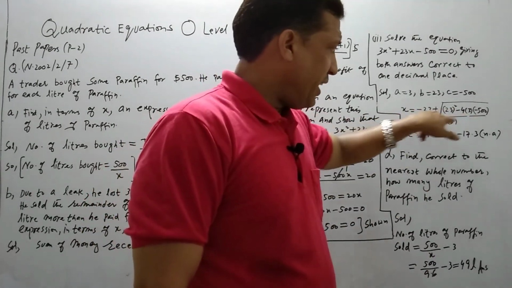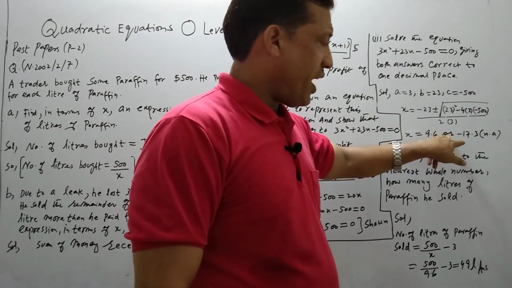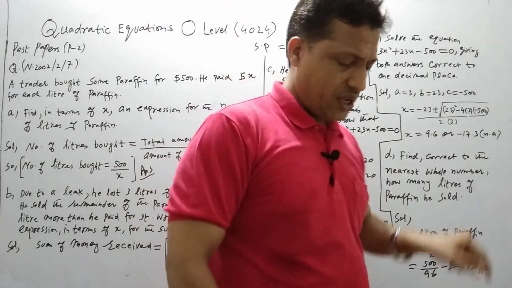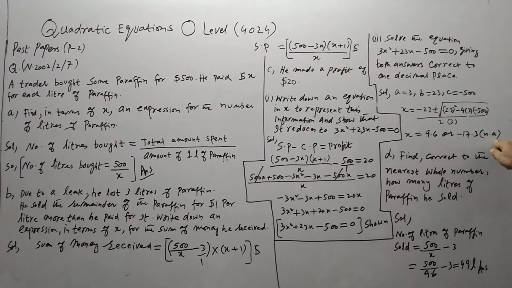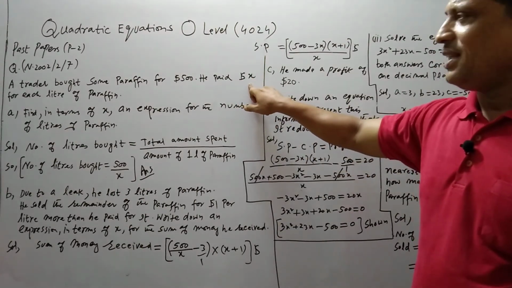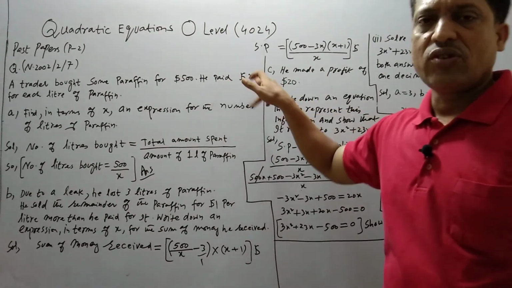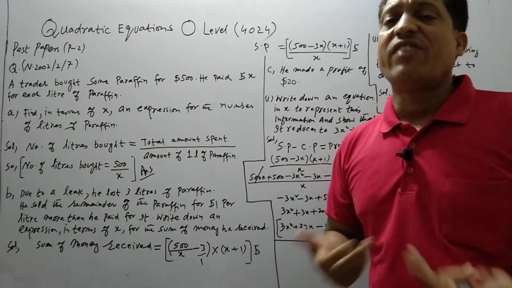So after calculating these values, we get two answers. One is 9.6 and one is minus 17.3. I wrote n.a. N.a. stands for not admissible: minus 17.3 is not admissible. Why is minus 17.3 not admissible? Because this is the value of x, and what x represents is the cost. So this is the quantity. Cost can never be negative.